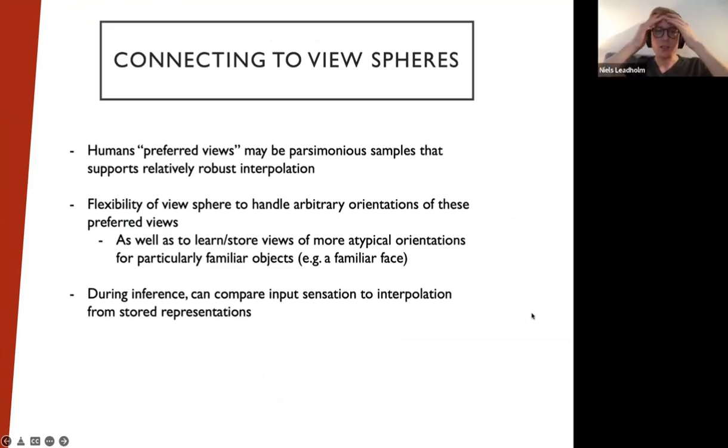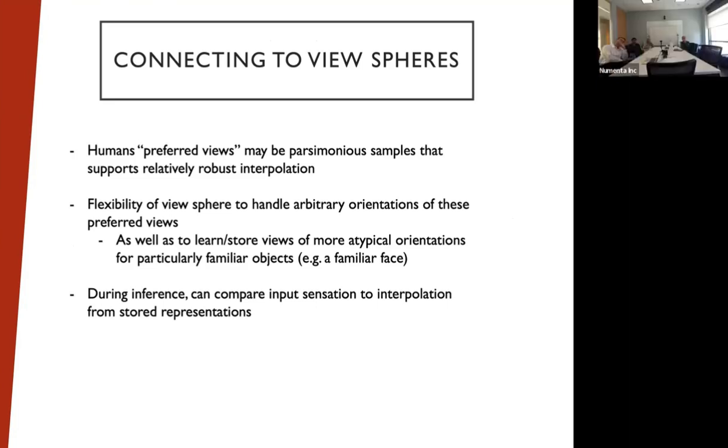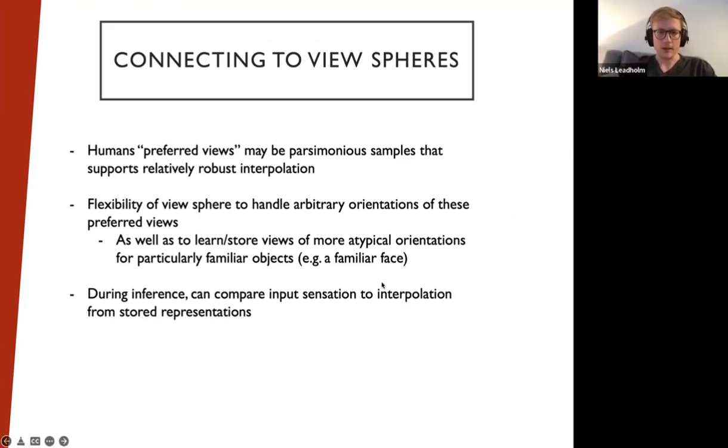And so just kind of connecting this back to some of the early ideas. The idea is that the fact that humans have these preferred views could just be a parsimonious way of capturing useful views without having to store all possible views in memory. And then this interpolation function could then handle more novel orientations.